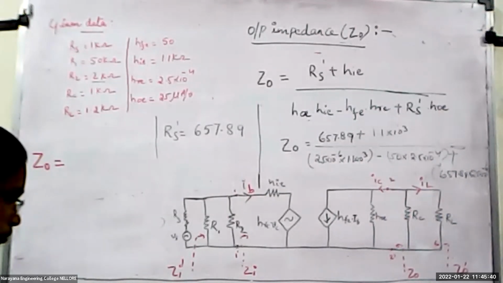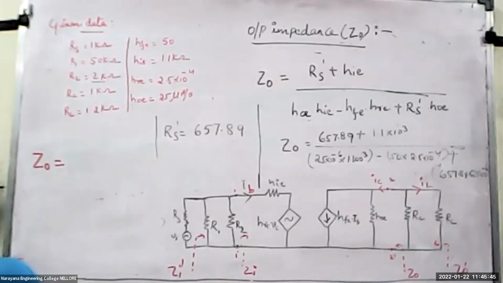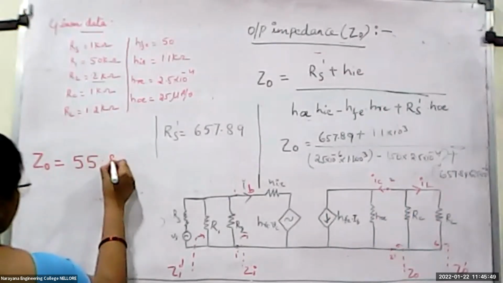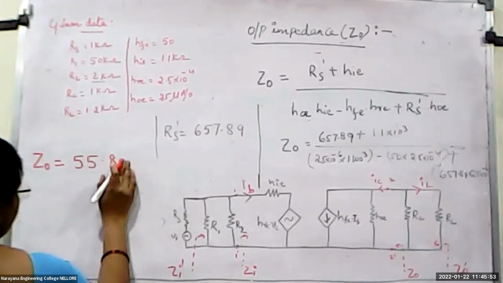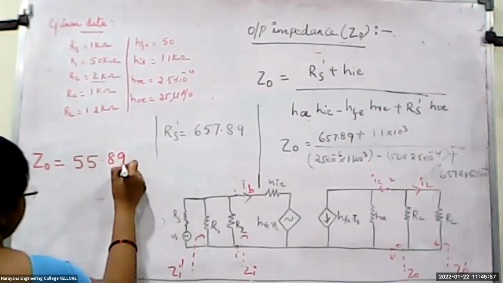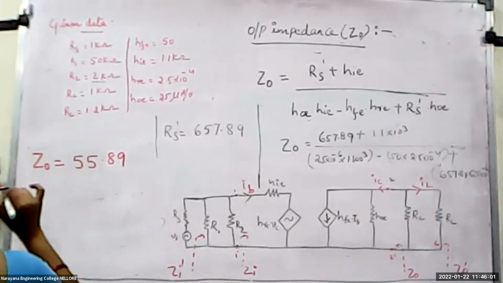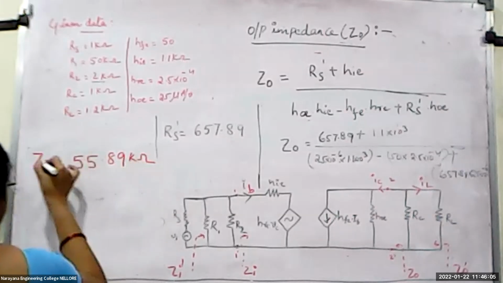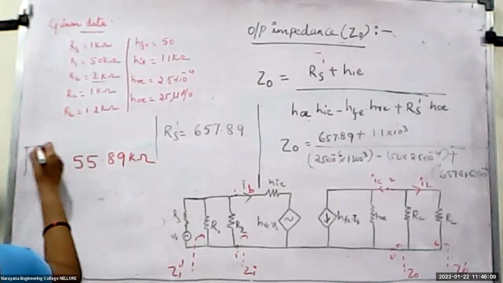Ma'am, 55899.6416. So you can make it as 55.89K. You can get the Z naught value as 55.89K.